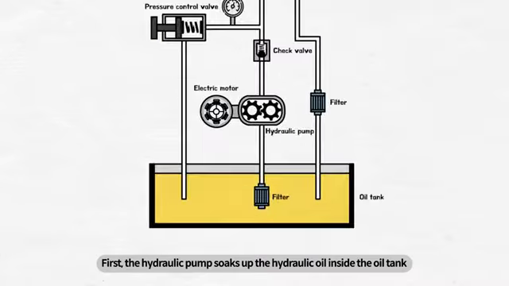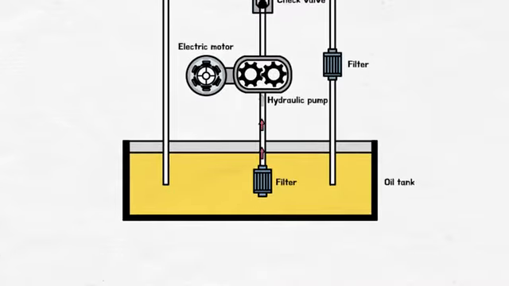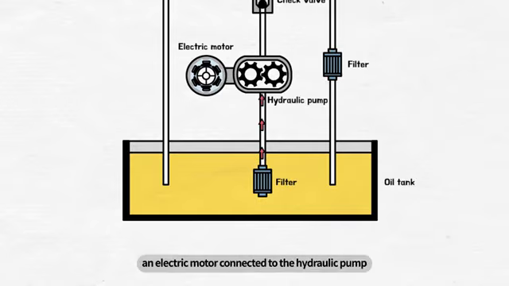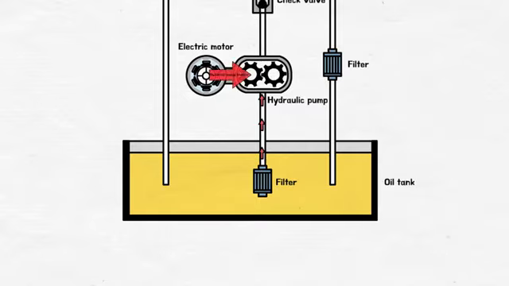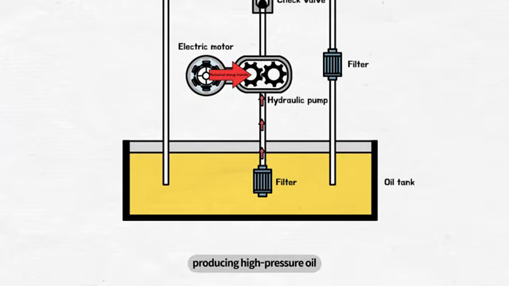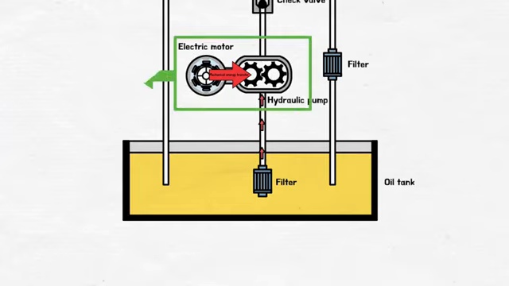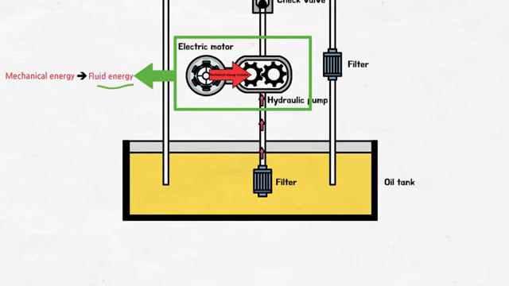First, the hydraulic pump soaks up the hydraulic oil inside the oil tank. At this point, an electric motor connected to the hydraulic pump continuously transmits mechanical energy to the pump through reciprocating motions. This is what causes the internal gears of the hydraulic pump to perform rotational motions, producing high-pressure oil. This is where mechanical energy turns into fluid energy.